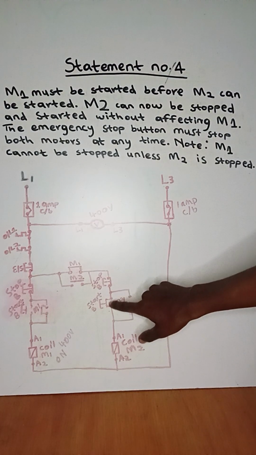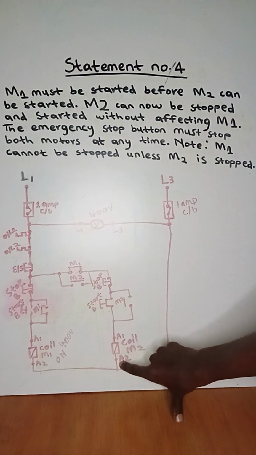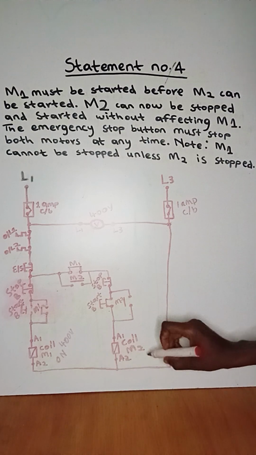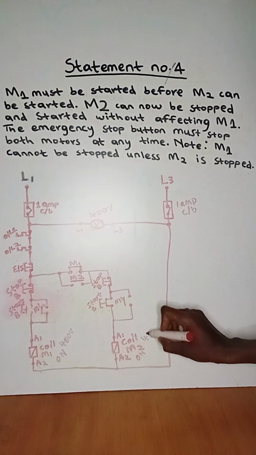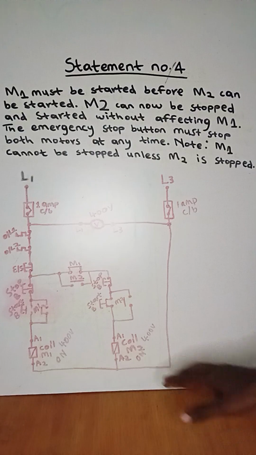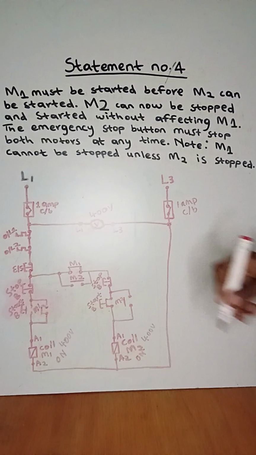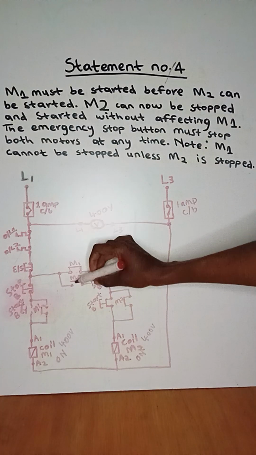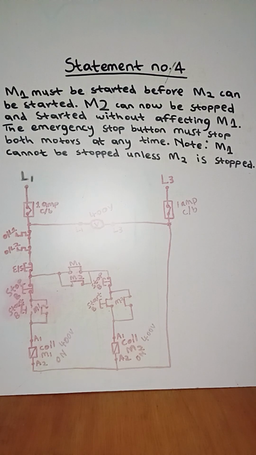And when it creates a close contact, right now current will flow all the way to A1 of the coil of motor 2. And from A2 of the coil of motor 2, it will also have live 3, which means our coil will be on with the supply voltage of 400 volts. Since our coil of motor 2 is energized, it will affect its contacts. Where it's open, it will be closed. Where it's closed, it will be open. So also here it will be closed.